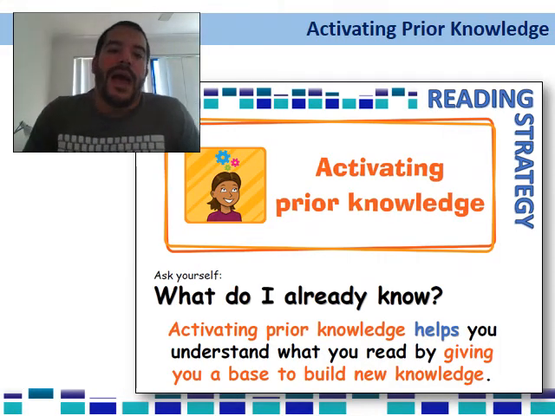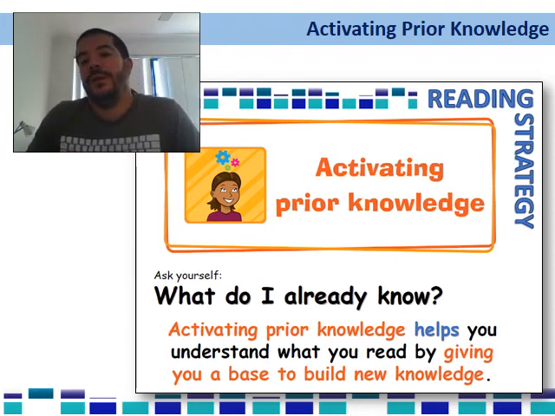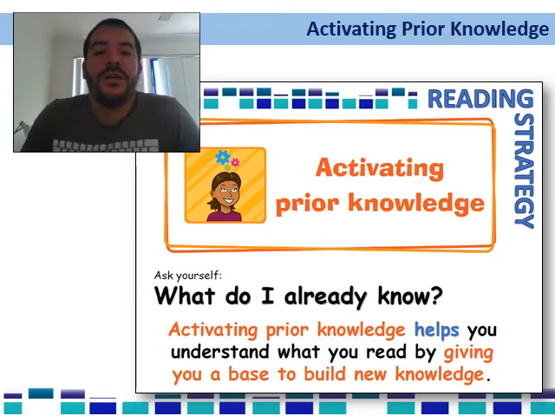To wrap up, activating prior knowledge is all about asking yourself what you already know about the topic you're going to read before you start reading or watching or listening to the text. Hopefully that helps a little bit. All you need to do now is go practice. Go read something, activate your prior knowledge, read it, and then reflect.